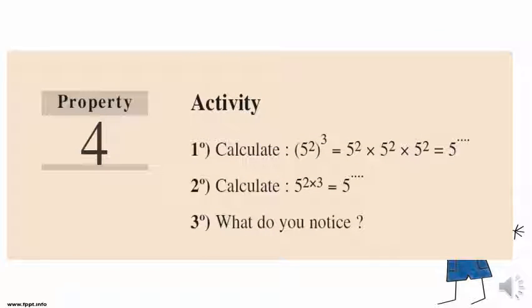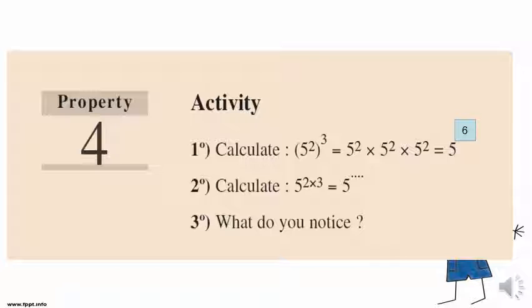Okay, now going to property number 4. Part 1. Calculate 5 squared to the power 3. Going back to the definition of powers, it means I have to multiply 5 squared by itself 3 times. 5 squared times 5 squared times 5 squared. Using rule 1, I have powers having same base, so we add the exponents. It will be 5 to the power 6.